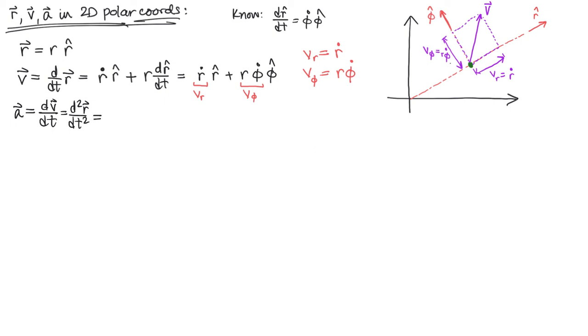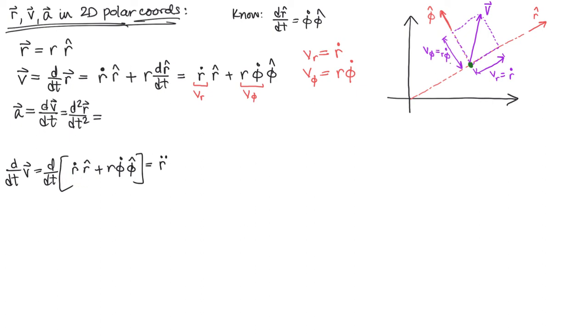All right. So I'm going to work out the algebra down below. The time derivative of the velocity is the time derivative of all of this stuff: r dot r hat plus r phi dot phi hat. Okay, so the first term is going to give us two terms by the product rule.